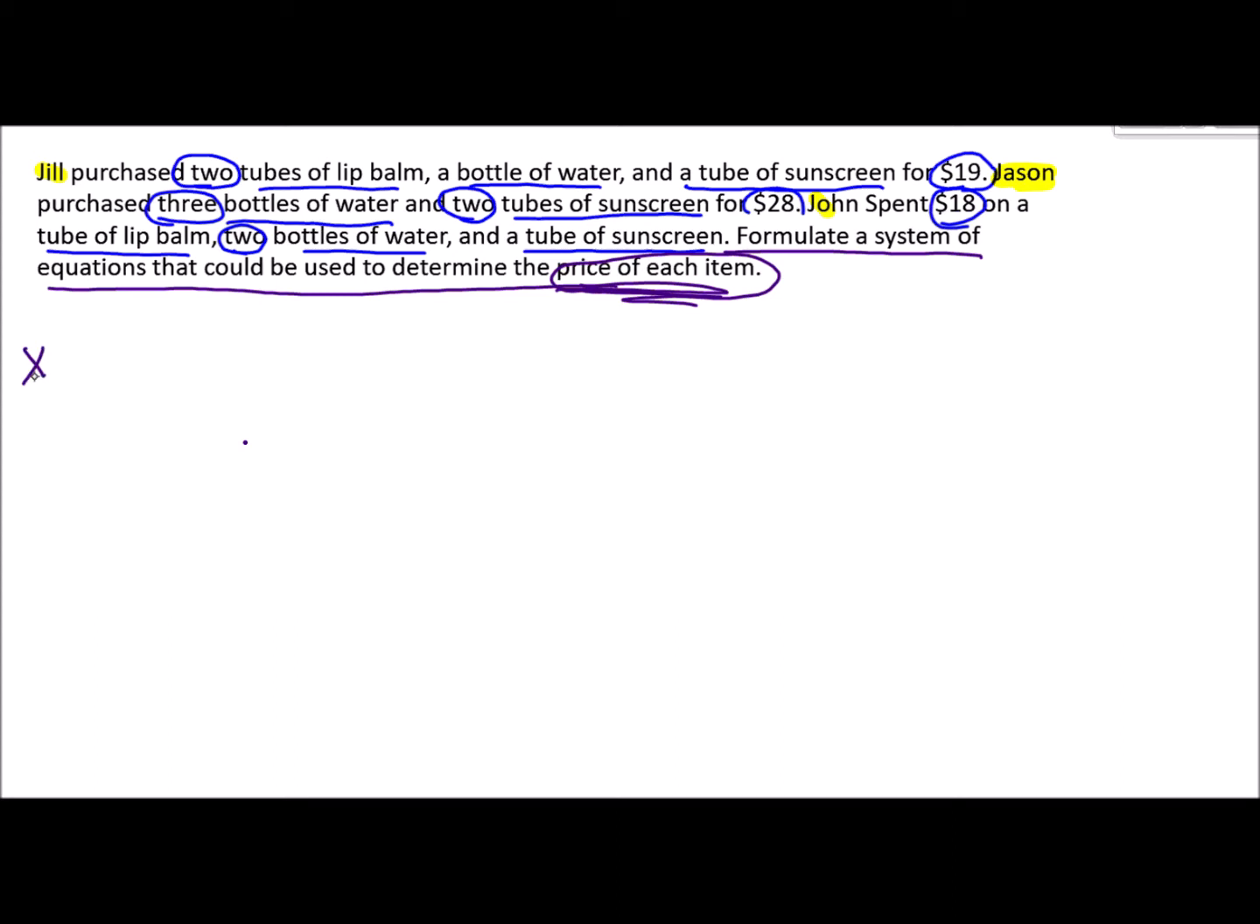So we've got X, Y, and Z. It says price, so this is going to be the price of something. The next one's going to be the price of something. So then you look back at your problems and say, well, what is it I'm trying to find the price of? Each item, and the items it talks about is lip balm.